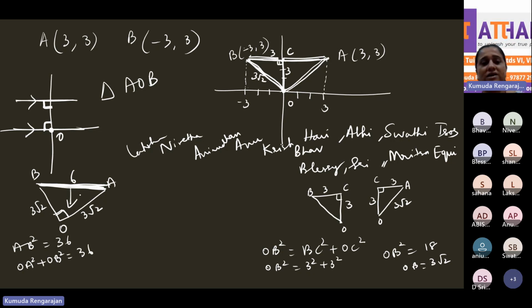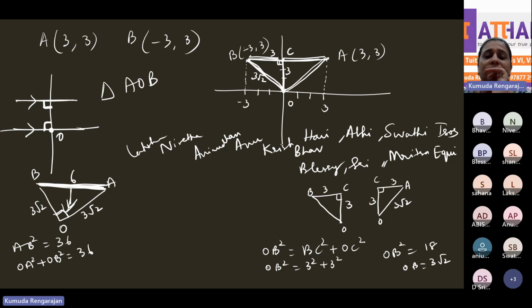If it is a right triangle, then where is the right angle? It is opposite the longest side. So this is the longest side, 6. So this one is 90 degrees. So for this triangle, you don't have to work all this out, children. Once you understand this, it will remain with you.